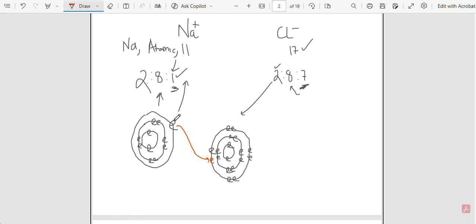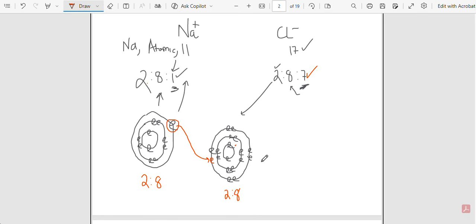So what happens? Are you seeing this one electron? It is going to be lost from sodium and is going to come here where we are having our chlorine. Then it will add itself here. When it is displaced from sodium, meaning sodium has lost, sodium is going to remain with the 2 to 8.